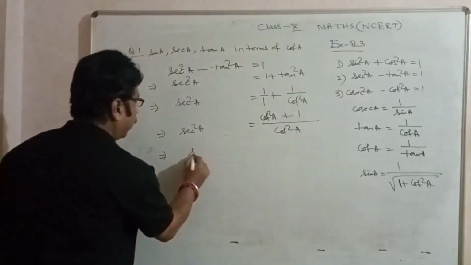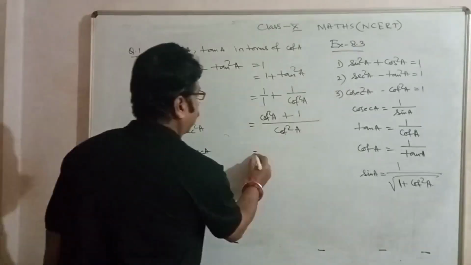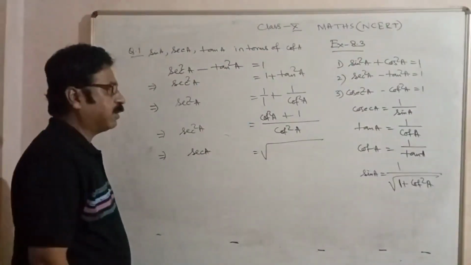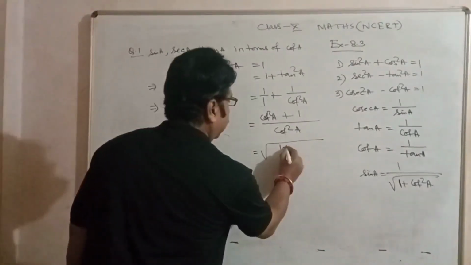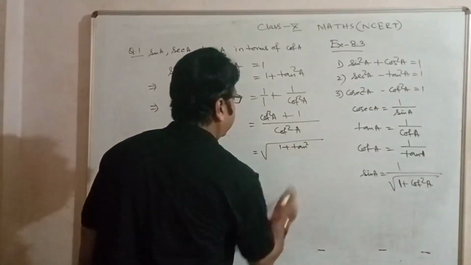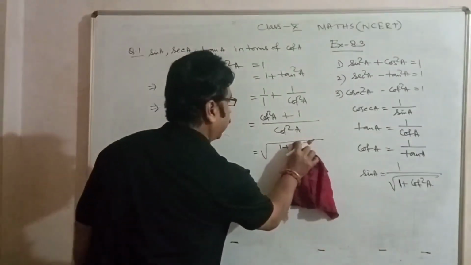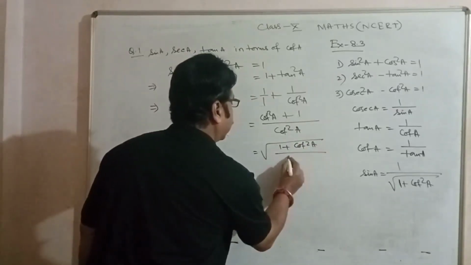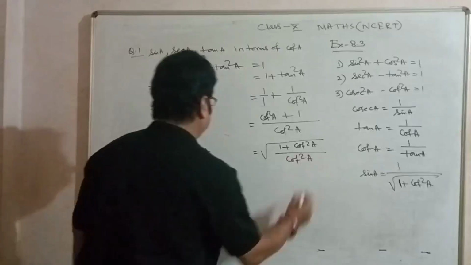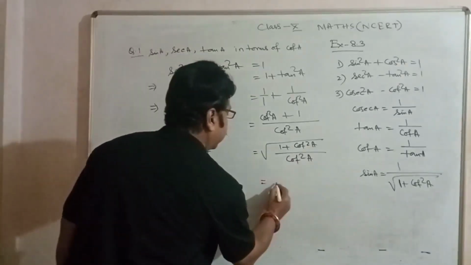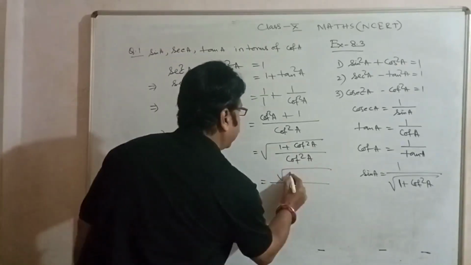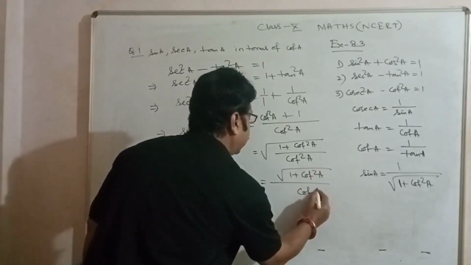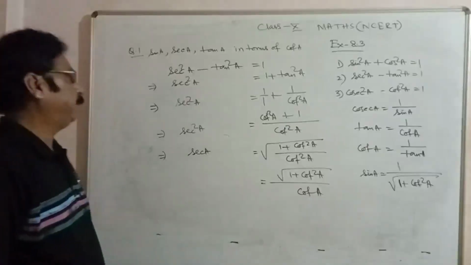Now sec A will be under root cot square A plus 1 upon cot square A. You can write 1 plus cot square A upon cot square A. That means under root 1 plus cot square A upon cot A.